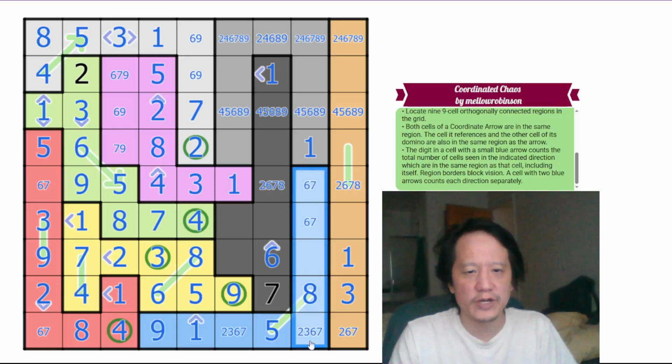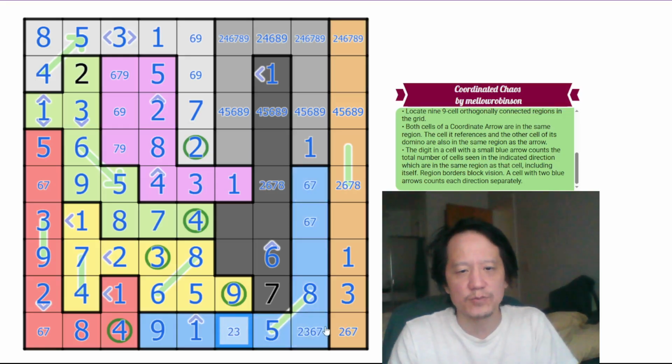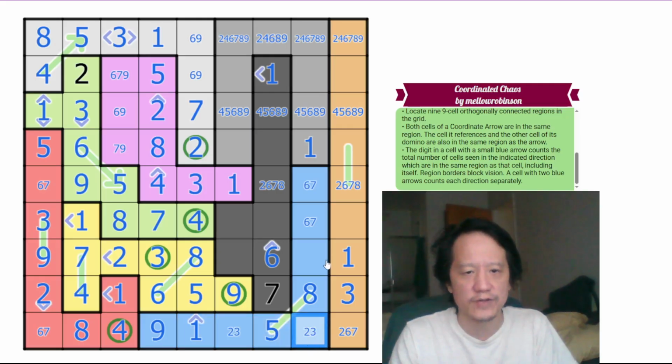The 6, 7 pair eliminates 6 and 7 in the rest of the blue region. This can't be 6, 7. This is a 2, 3 pair, which eliminates 2 and 3 in the rest of that region. So this must be 4, which makes that 5. This can no longer be 5 because of the 5 in the column, nor 6. This can't be 6 either.